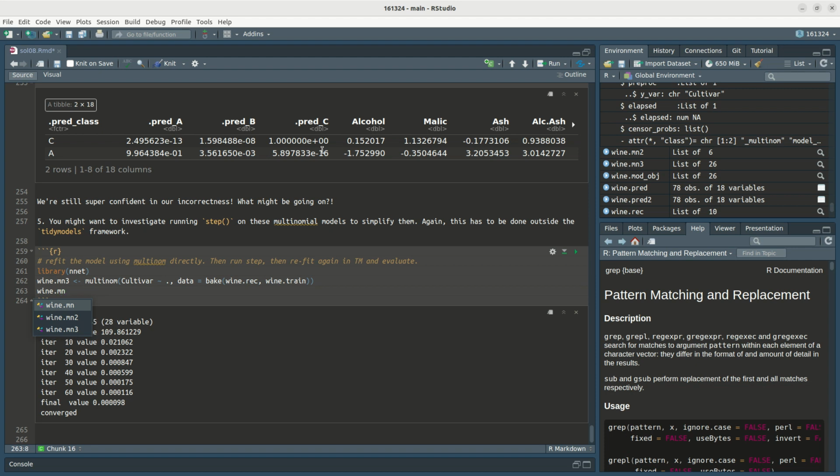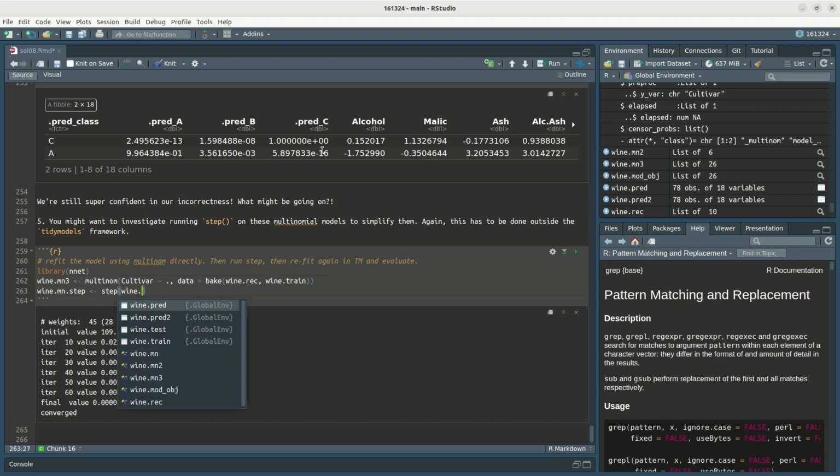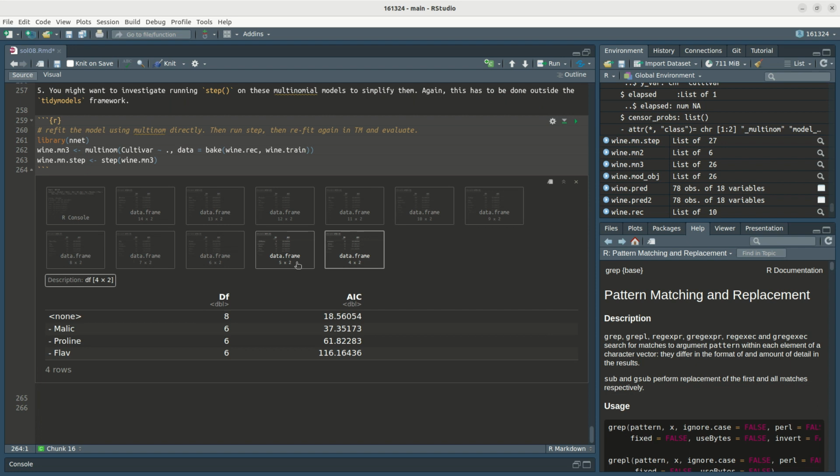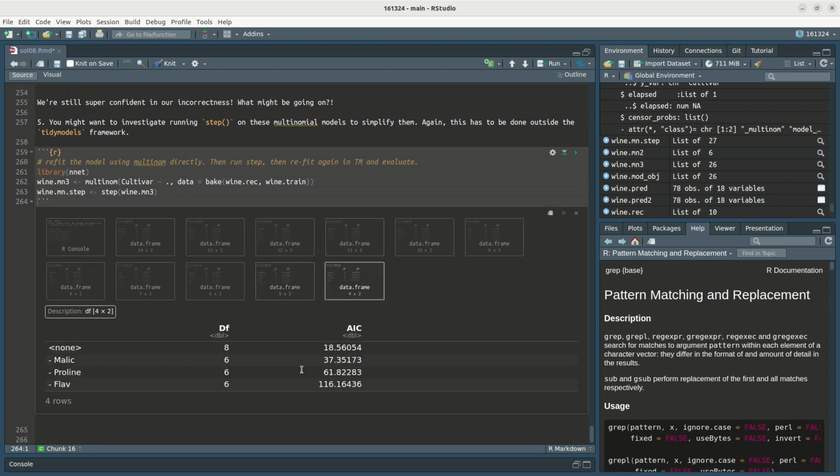So we want to run step. So let's go mn step. Right, so let's do stepwise regression. So away it's gone, and it's ended up with a model that just has malic, proline, and flav in it.